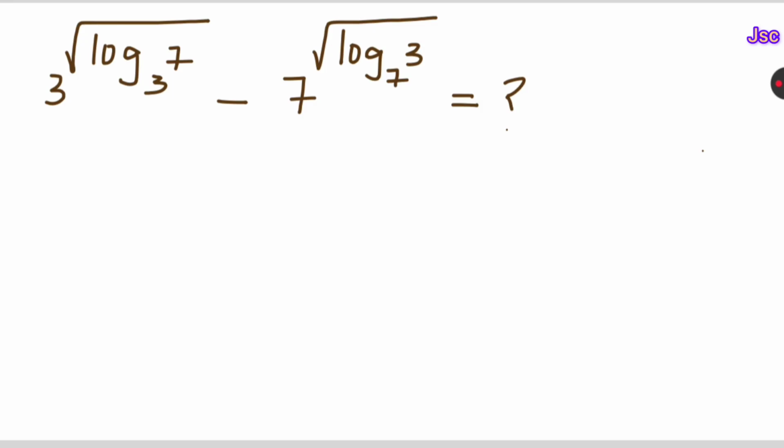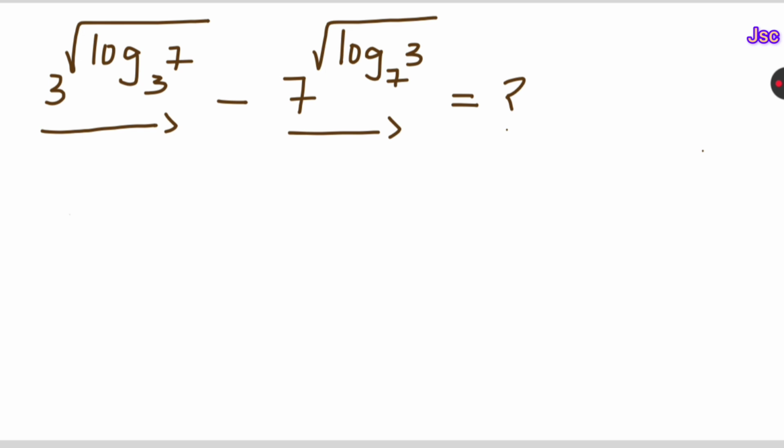Today's math challenge is 3 raised to the power of the square root of log 7 with base 3, minus 7 raised to the power of the square root of log 3 with base 7. Let's see how to break it down step by step. Observe the first term, which is 3 raised to the power of the square root of log 7 with base 3. And the second term is 7 raised to the power of the square root of log 3 with base 7.